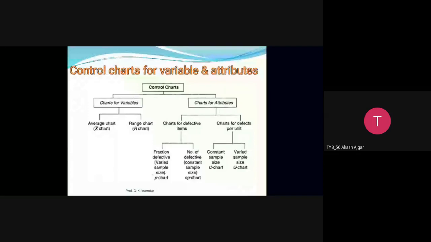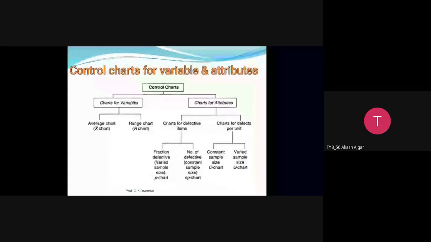Okay, in the variable charts, the field of application is control of the industrial characteristics. And here, in attribute charts, control of the proportion of defectives or number of defects or number of defects per unit. That means we are finding the defects by using these different charts. In variables we are controlling the industrial characteristics, and defects or number of defects are called attributes. So what are the advantages of the variable charts and what are the advantages of the attribute charts?